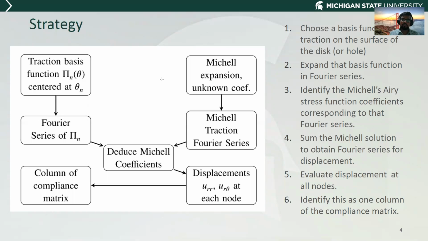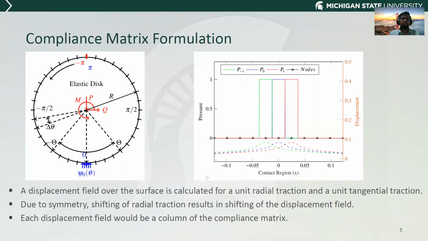Compare the Fourier series of traction with the Michell Fourier series, and deduce the Michell coefficients. After deducing the Michell coefficients, calculate the displacement at all the nodes, and this displacement will be one column of the compliance matrix. For example, if we have an elastic disk and we discretize it in very small intervals, and let's say we identify our contact region from minus theta to theta, then we can apply a unit traction on one of those intervals, which is shown here.